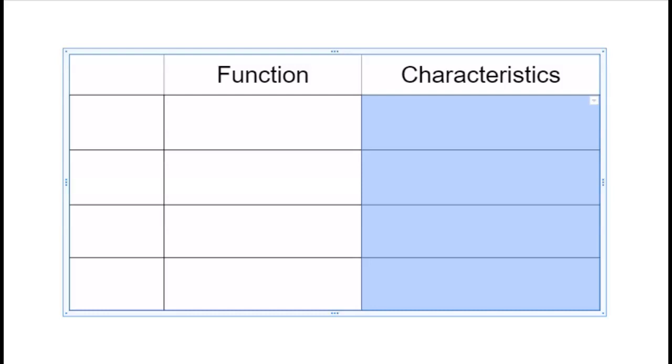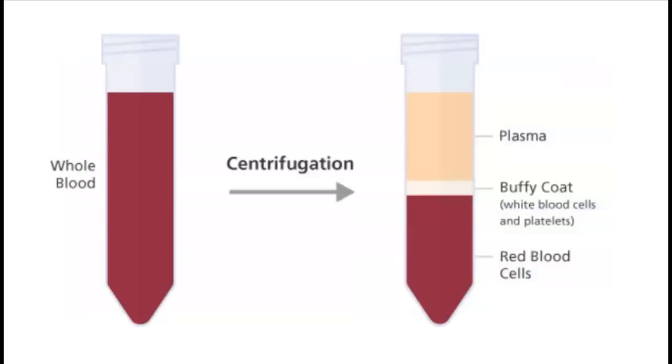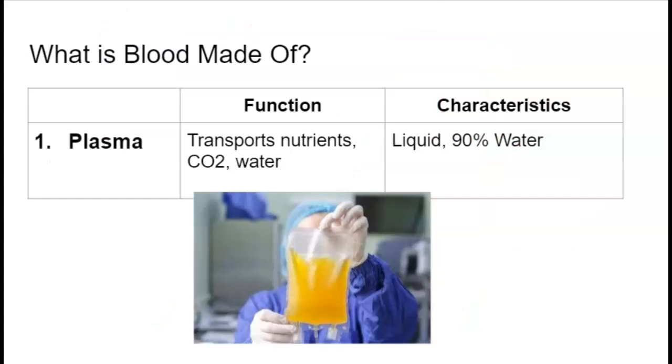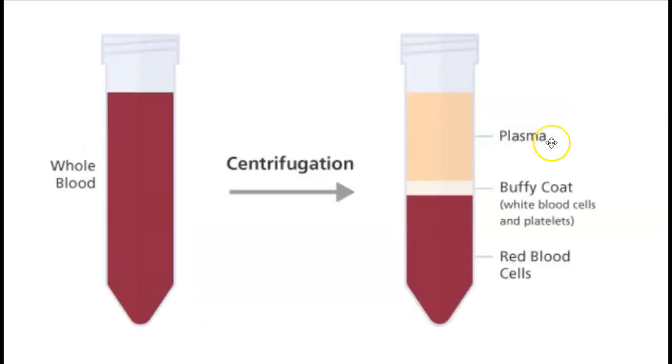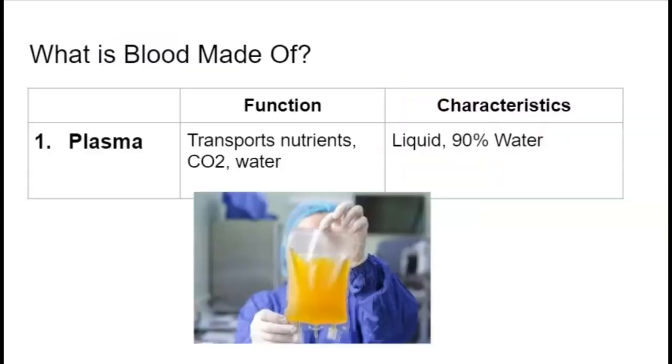We're going to go through the different parts of the blood that we saw here in our centrifuged tube of blood in the chart. So the first thing is the plasma, and the plasma is what was at the top. So I'm going to flip back really quick. Okay, plasma is up here. That's the liquidy yellow stuff. All right, so plasma, what does it do? It transports stuff.